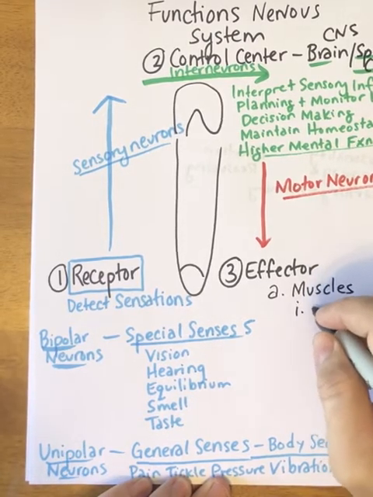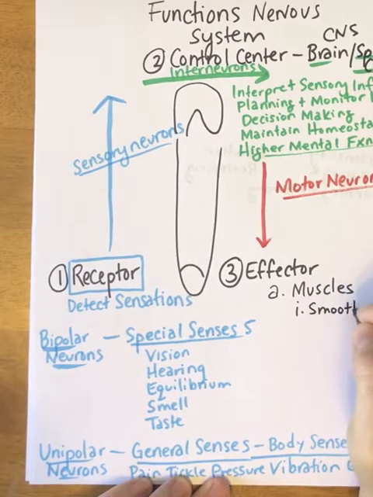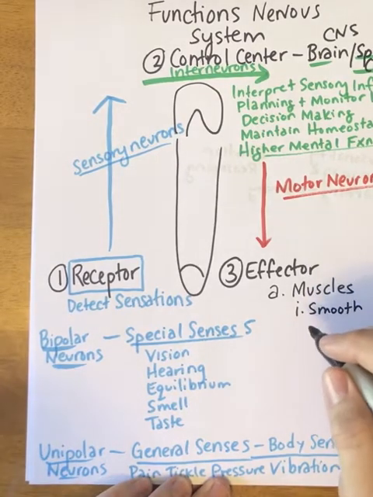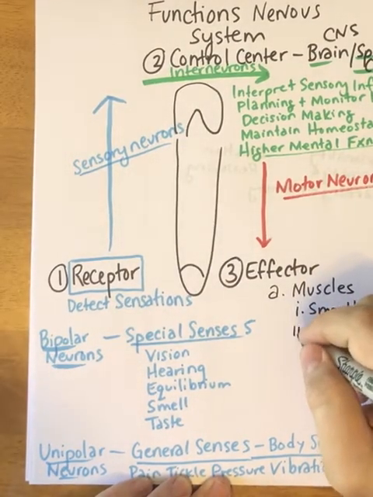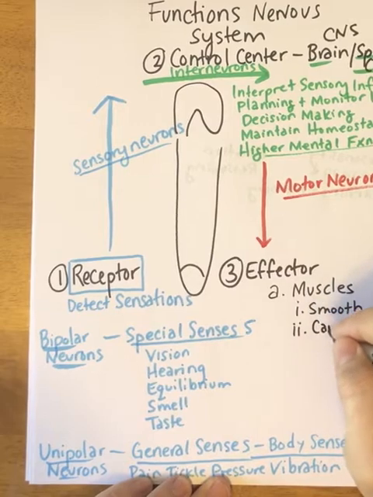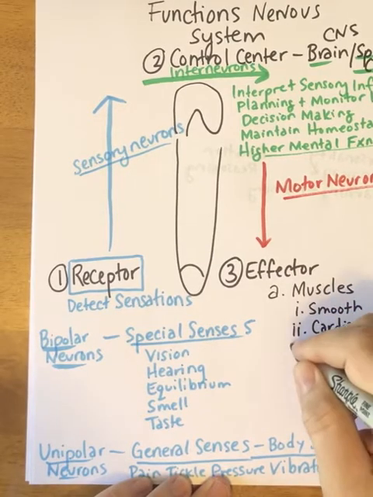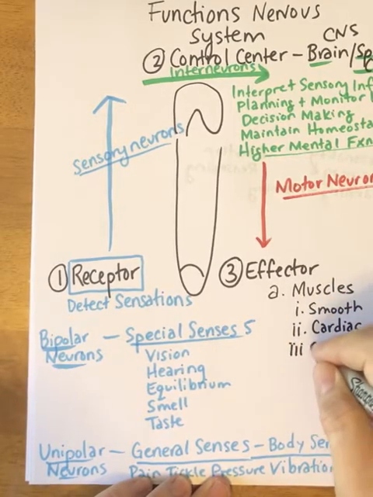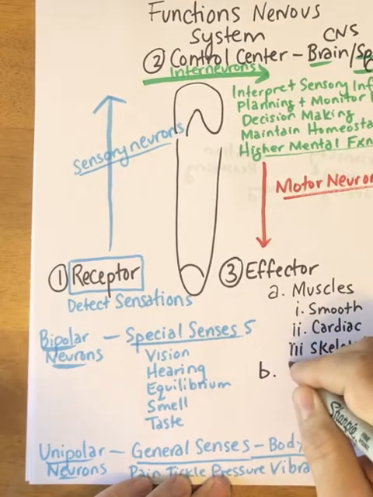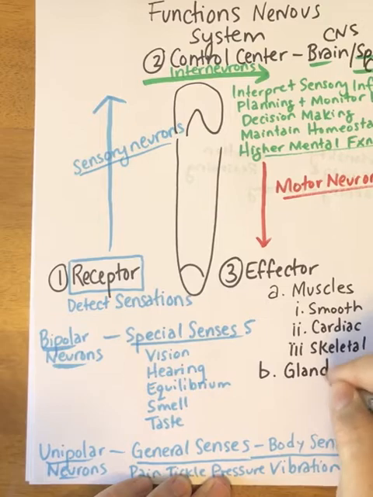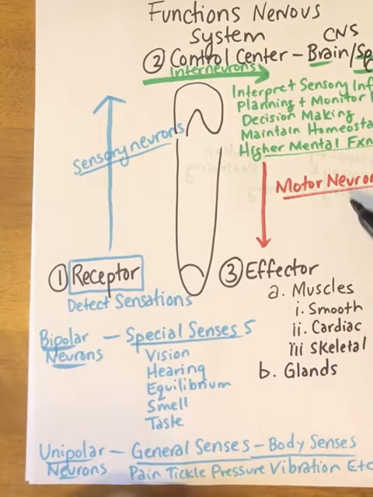And our muscles, there's 3 types. Smooth, so you should know the muscle types and which nervous system controls which, it's all review. There is cardiac, and there is skeletal. The second thing is gland control. When we talk about glands, motor neurons are going to cause our glands to secrete.